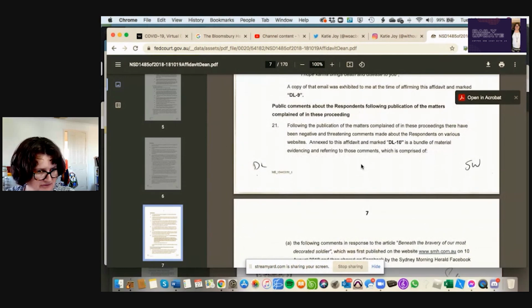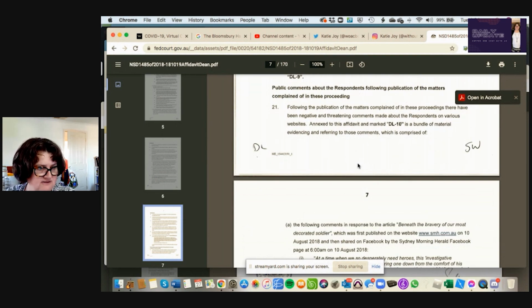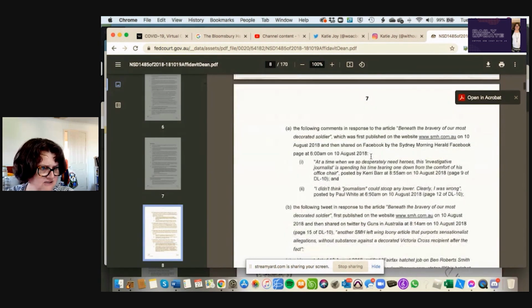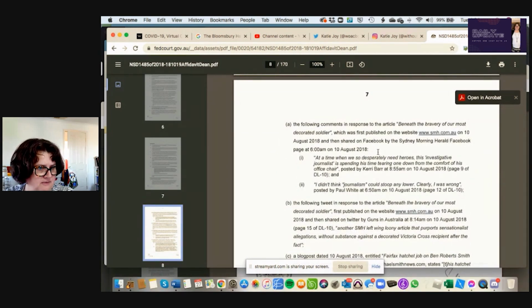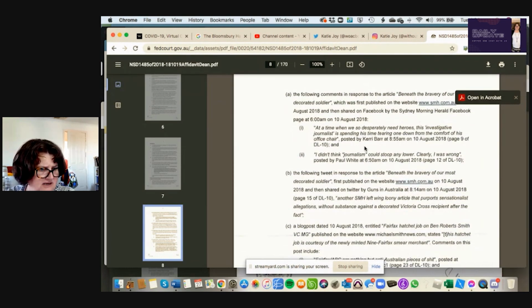Following the publication of the matters complained of in these proceedings, there have been negative and threatening comments made about the respondents on various websites. Annexed to this affidavit and marked DL10 is a bundle of material referring to these comments, which comprised of: A, the following comments in response to the article "Beneath the Bravery of Our Most Decorated Soldier," first published on the SMH website on the 10th of August 2018, then shared on Facebook. On the 10th: "At a time when we desperately need heroes, this investigative journalist is spending time tearing down from the comfort of his own office chair. I don't think journalism could stoop any lower."